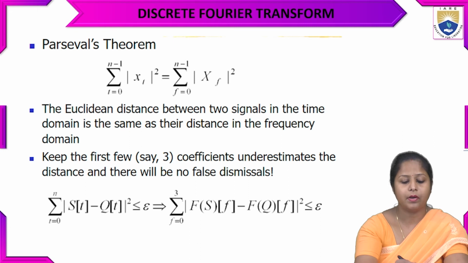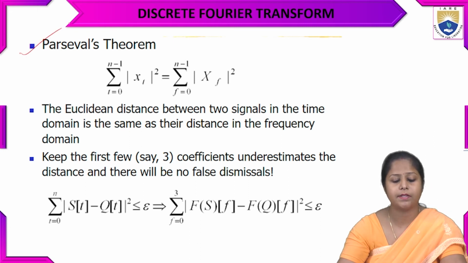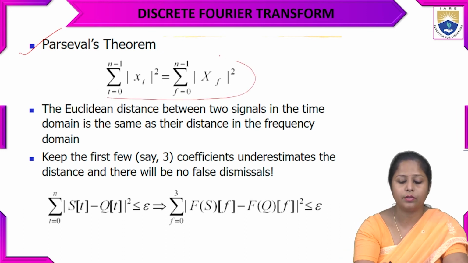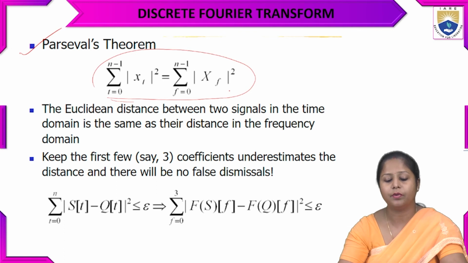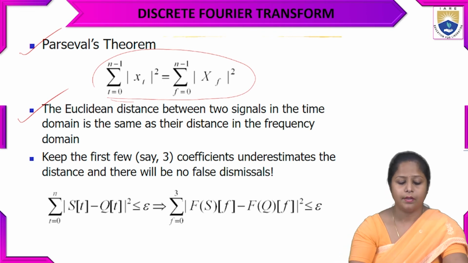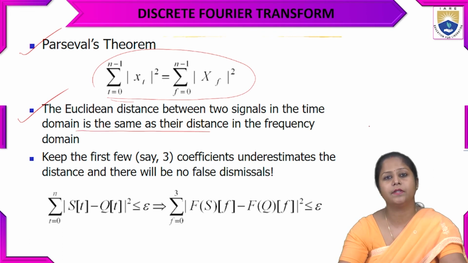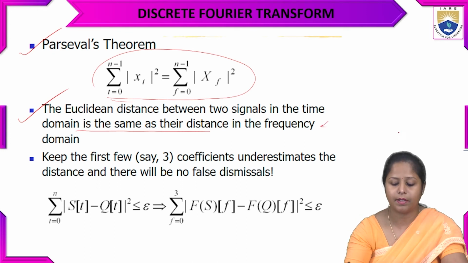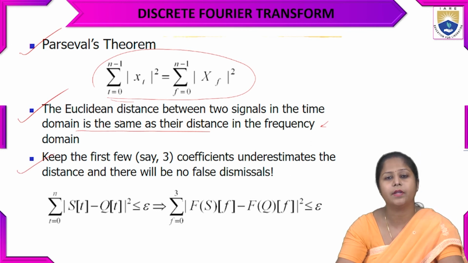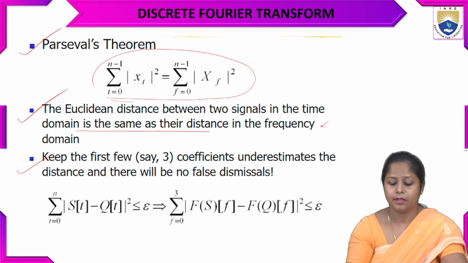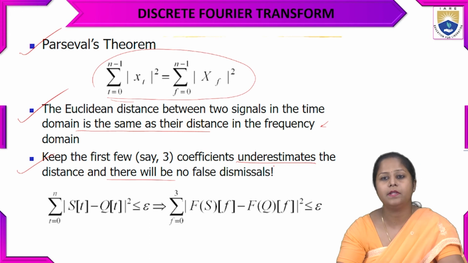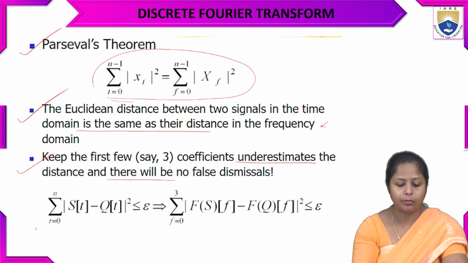There is also one method, that is Parseval's theorem. On that also we can calculate the discrete Fourier transform. The Euclidean distance between the two signals in the time domain is the same as their distance in the frequency domain, as we have seen in the earlier example. So for that, we need to keep the first few. If we are keeping 3 of the coefficients, it underestimates the distance, so there will be no false dismissals. So this is the formula to calculate that.